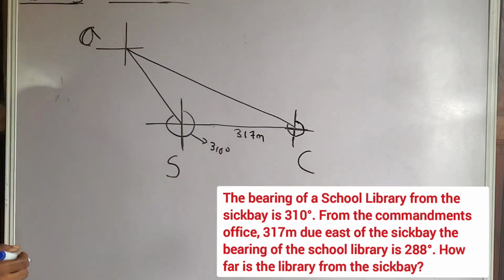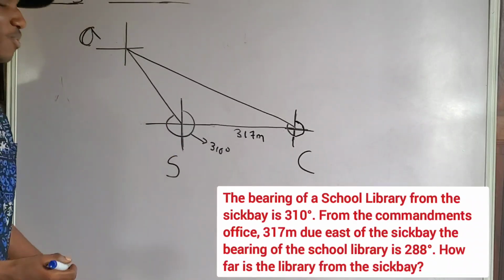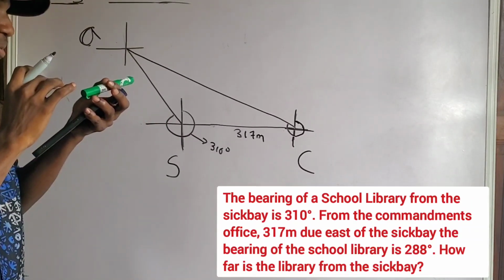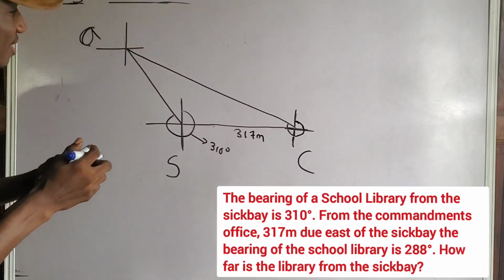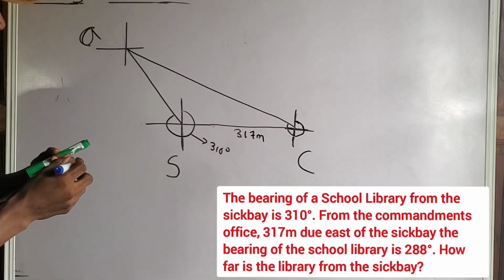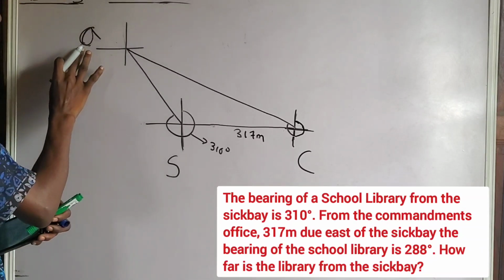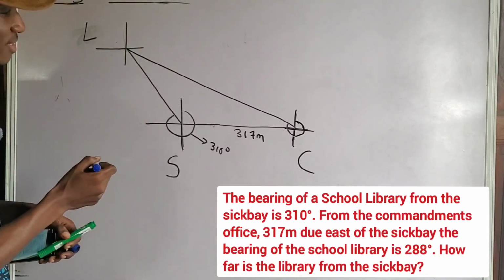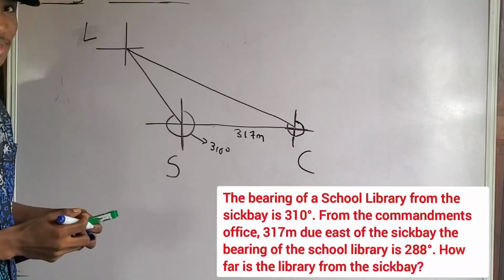Okay, do you understand the diagram now? With respect to what we have here, we are asked to calculate the distance between the library and the sick bay. This is the school library, let's represent it as L. We are looking for this distance. How can we calculate this distance?